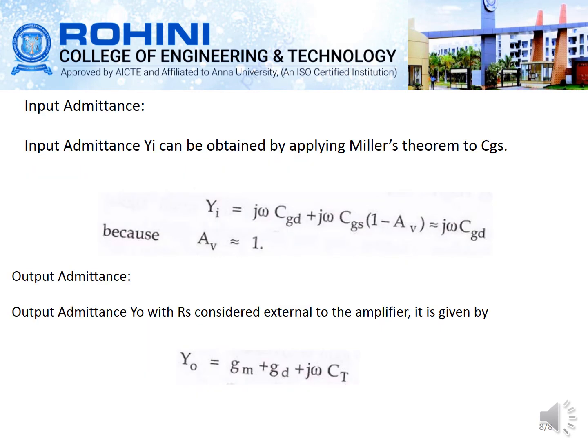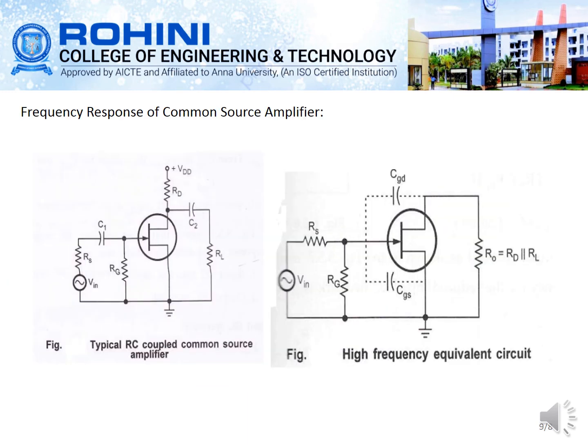And the input admittance we calculate by applying Miller's theorem, so we get Yi is equal to j omega CGD plus j omega CGS minus AV j omega CGD, where the gain is approximately 1. The output admittance, considering RS external to the amplifier, is given as Y0 is equal to GM plus GD plus j omega CT. The frequency response of the RC coupled common source amplifier is given, as well as the high frequency equivalent circuit, which is shown here.